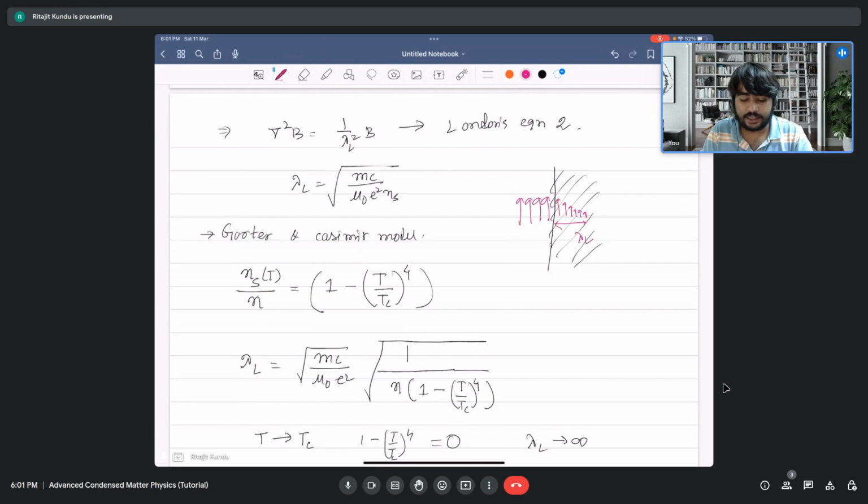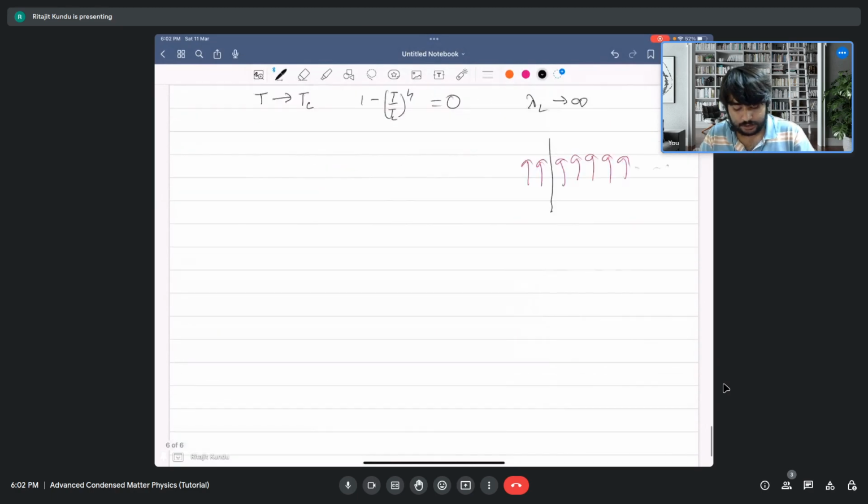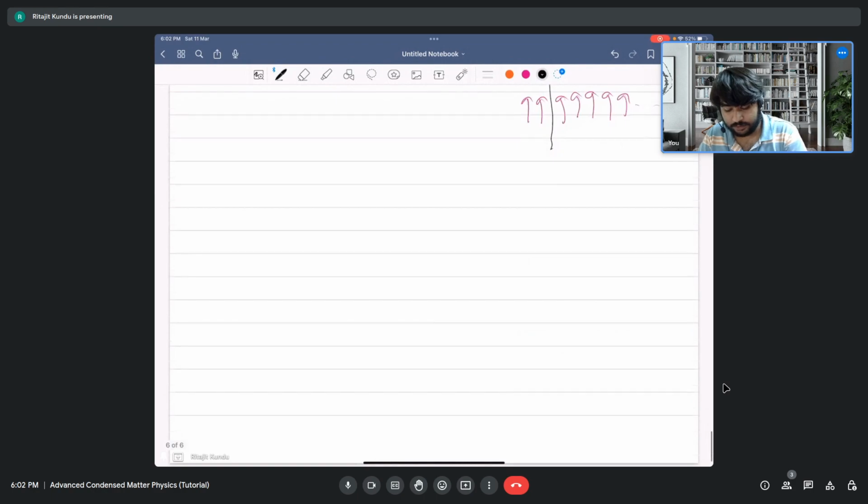Okay, so this is London's equation, which you already know, so that should be okay. What I want to do now, depending on this London's equation, is solve some electromagnetic problem. So let's try to see a few of those.